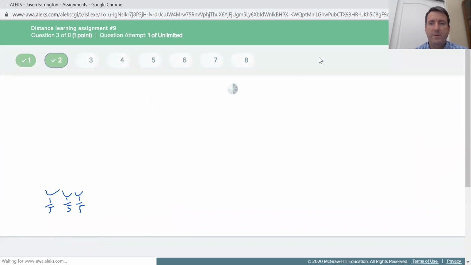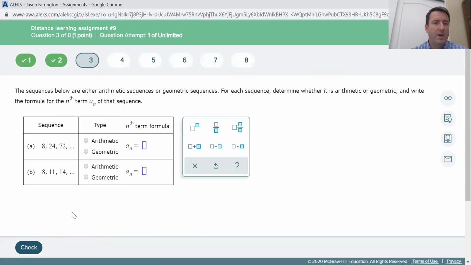All right, number 3. The sequences below are either arithmetic sequences or geometric sequences. For each sequence, determine whether it's arithmetic or geometric, and write the formula for the nth term a sub n of that sequence. So let's look at this first one.